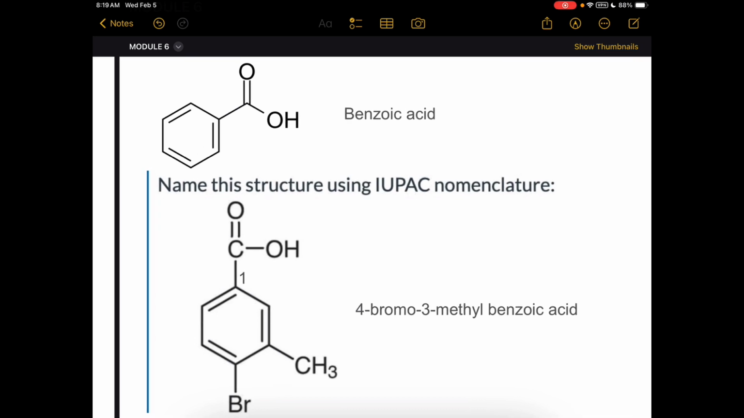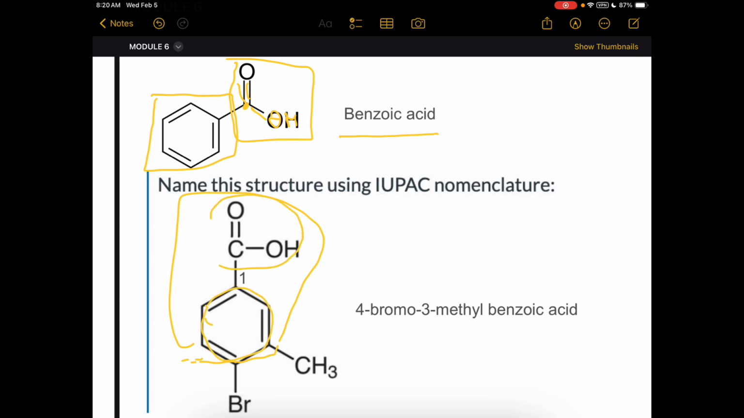Okay. So now another special molecule, if you have the benzene attached to acid group, what is my acid group? C double bond O, OH. That's my acid group. So this is benzoic acid. Okay, now let's name this structure. I can say there is this benzoic acid with a benzene ring and acid group attached to it.